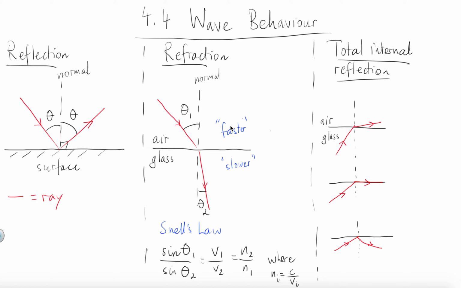wave travels faster in air than in glass, so you have this apparent bending towards the normal of the ray, and you can find the angle given the wave speeds or the refractive indices, where the refractive index of a medium is its speed relative to the speed of light, c. Remember, c is 3 times 10 to the 8 meters per second. Nothing can travel faster than it.